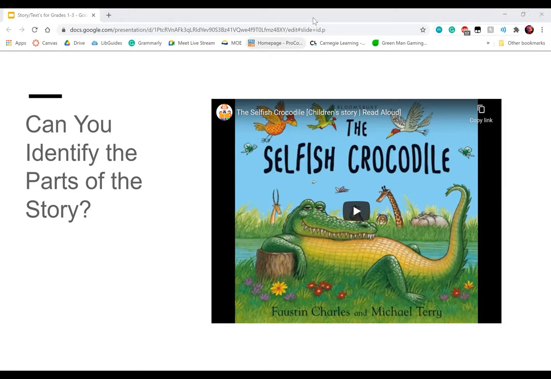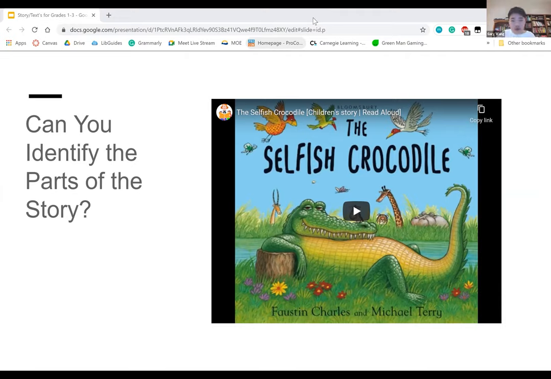The crocodile was just selfish. Yeah, that's in the beginning. I mean, at the end. All the animals. The crocodile allowed all the creatures or animals in his river. Yes, that's exactly correct. And everyone was then, the crocodile was nice to everyone. Yeah, so you guys nailed that.